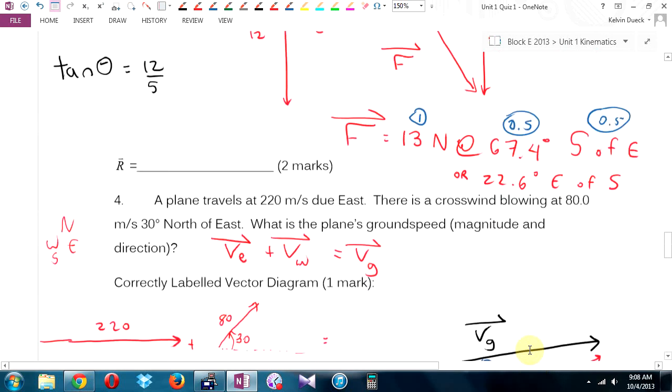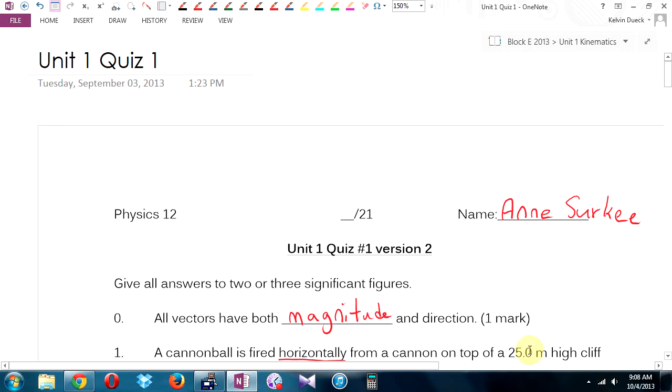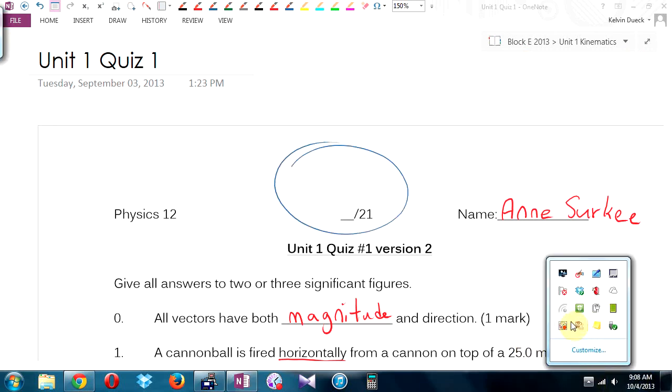Can you give yourself a nice big score at the very, very top of the page out of 21? However, if you need to come lawyer with me, now is the time.